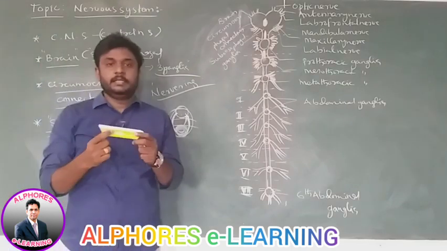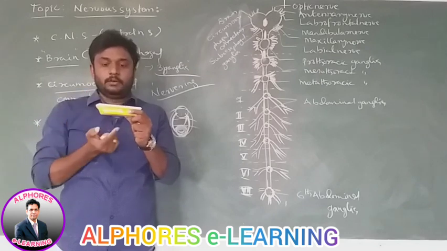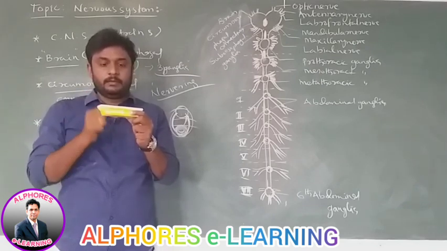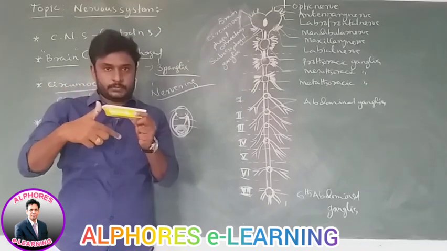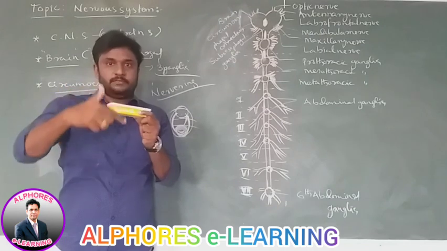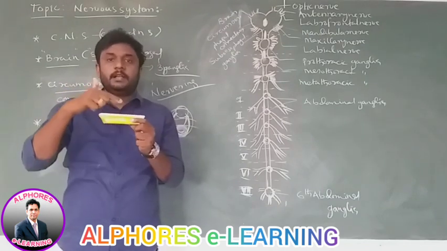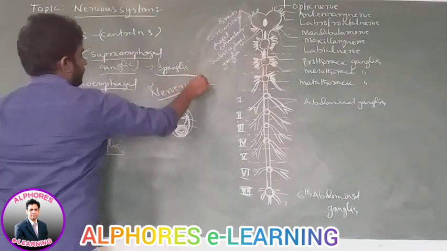If this is the esophagus, above the esophagus the brain is present, and below the esophagus the subesophageal ganglion is present. On both sides they are connected by the circumesophageal connectives. That means one ring is formed around the esophagus. This ring formed around the esophagus is called the nerve ring.